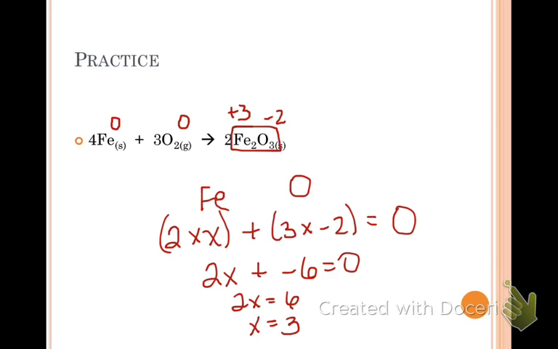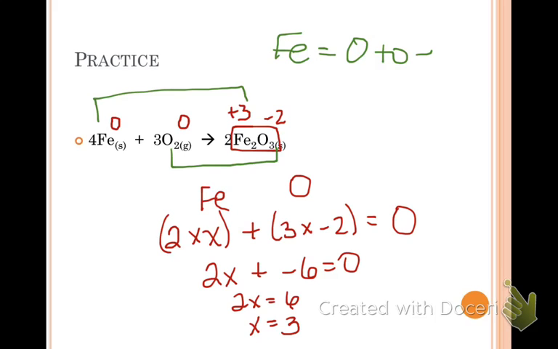So here we can see that if we went from iron on the left-hand side to iron on the right-hand side, it went from a 0 to a plus 3 charge. If we look at the oxygen, it went from a 0 to a negative 2. So at some point, electrons must have been transferred between the iron and the oxygen to give us that change in overall charge. So the Fe went from 0 to plus 3, and the oxygen went from 0 to negative 2.